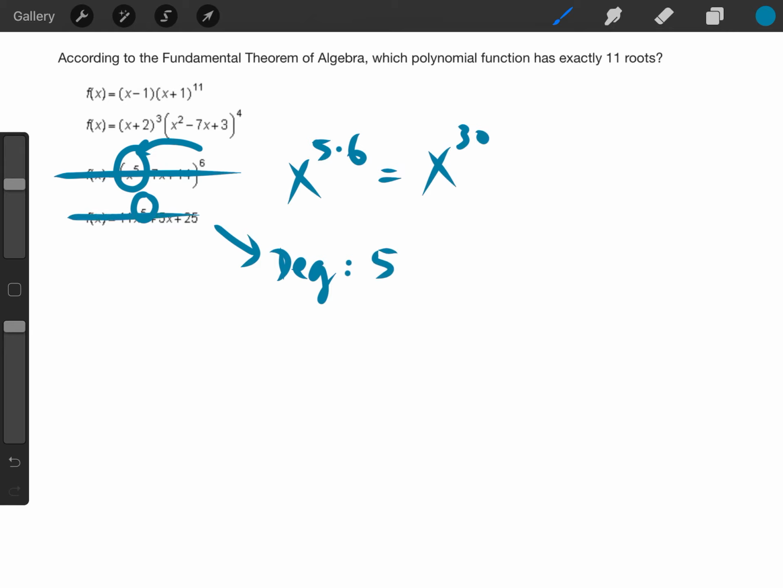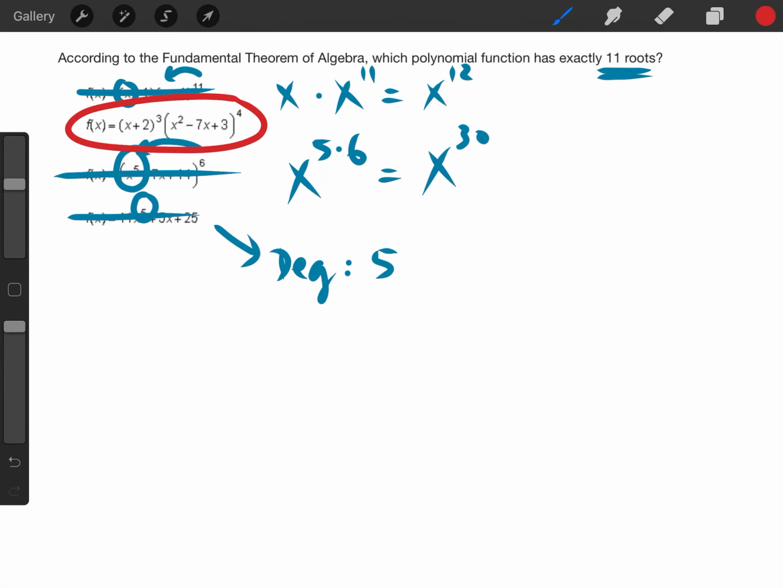So that one's wrong. And then the first one, because the 11 distributes to the x to the 1st power, that gives you x to the 11th power multiplied by, here's another x, multiplied by x. So this is going to be x to the 12th power. We need to look for the 11th power. So this is wrong.